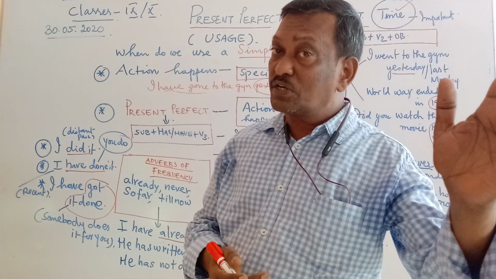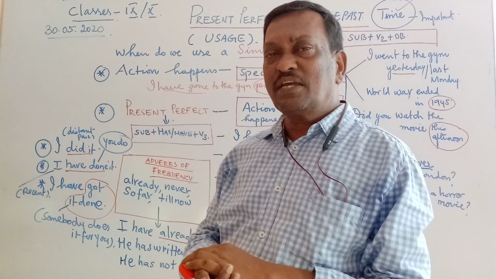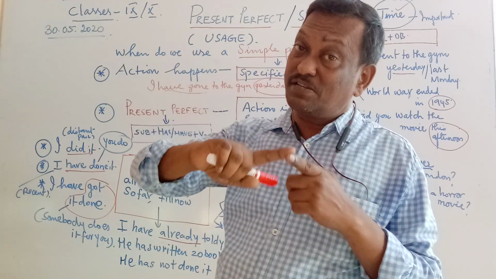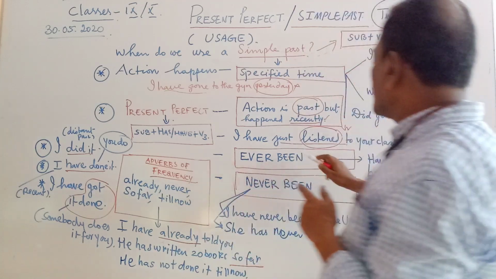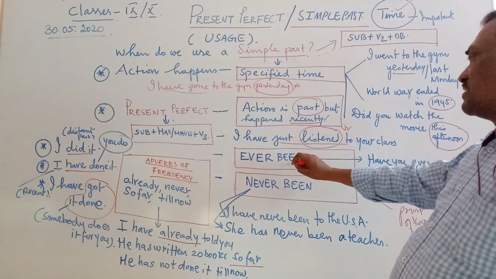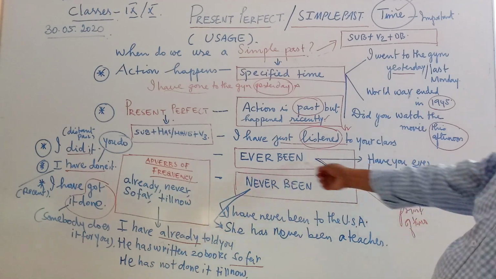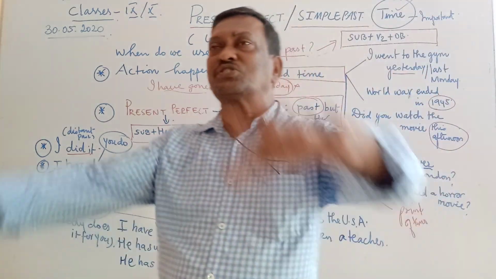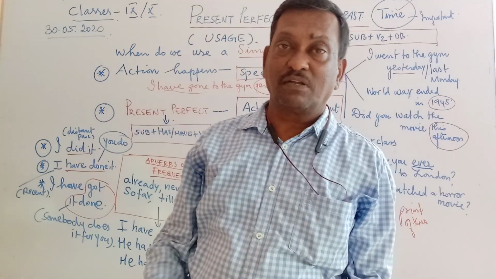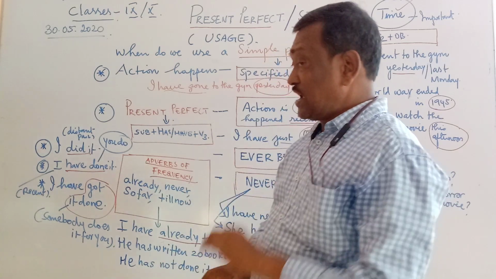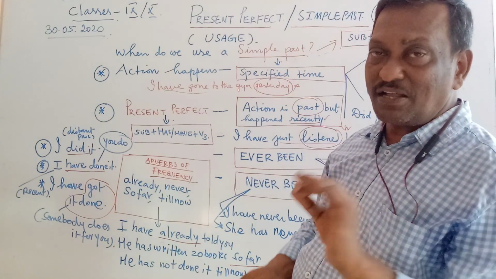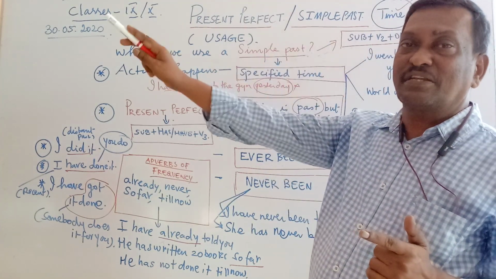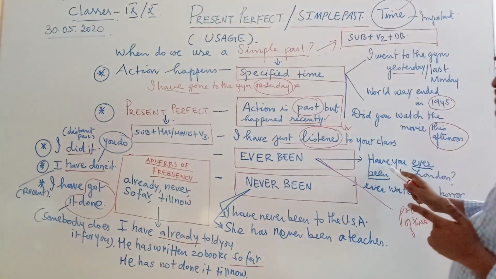Have you ever been to the multiplex that is in the city? What do you mean by this? Have you at any point of time visited the multiplex in your city? Any point of time. And ever been is always used with the present perfect. Have you ever seen such a huge flower like the rafflesia? Have you ever visited the Taj Mahal? So, ever been? Have you ever been to London? Have you at any point of time been to London?